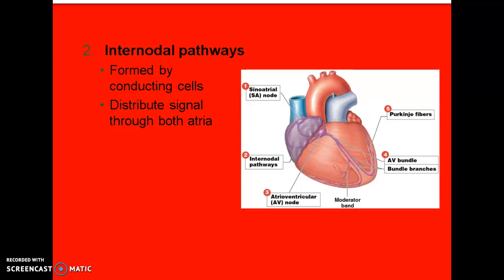The internodal pathways are formed by conducting cells. Now these cells are not nervous cells, but rather just muscle cells that will conduct electrical signals. And the internodal pathways distribute the signal through both atria.